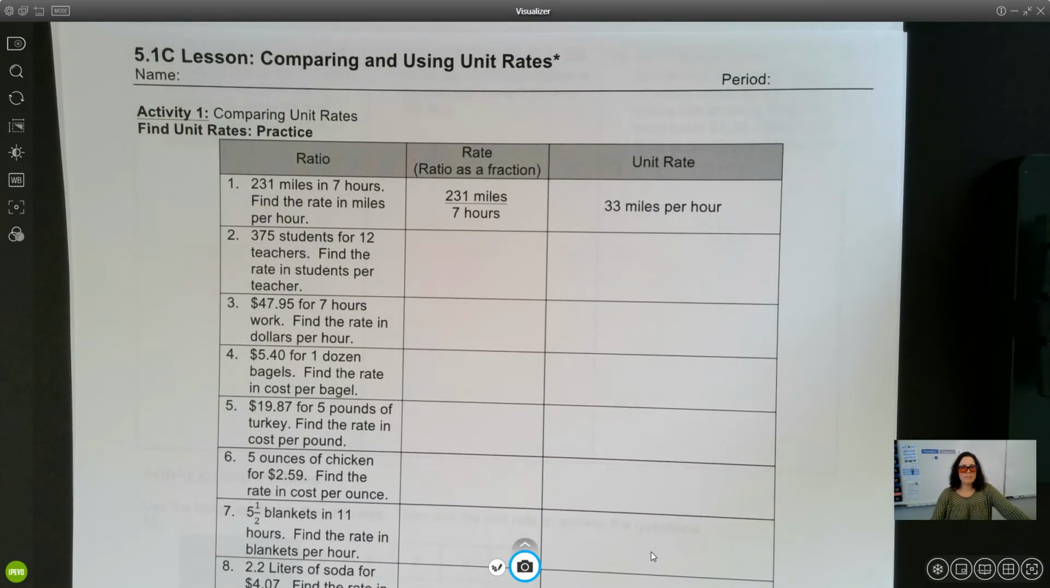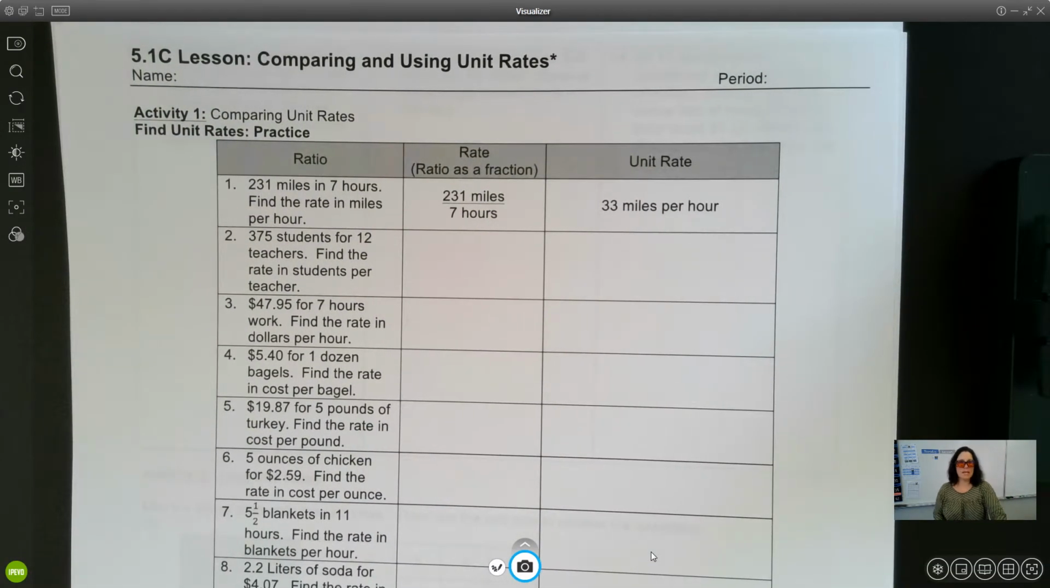So 5.1c lesson. You're definitely going to need a calculator for this lesson. There's lots of kind of yucky numbers and money. That would just be a lot of time spent unnecessarily if you don't have a calculator. So make sure you have a calculator as we get started.